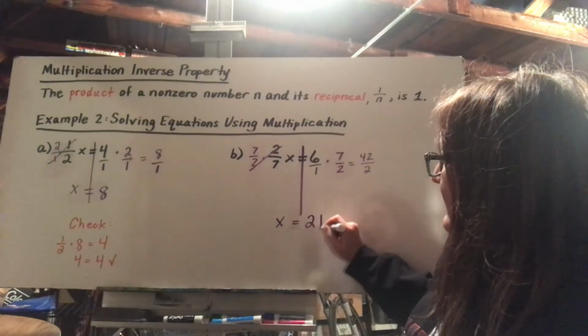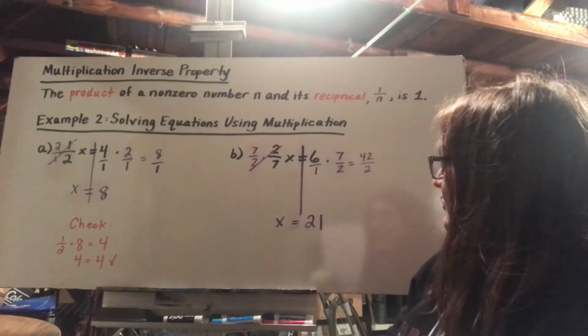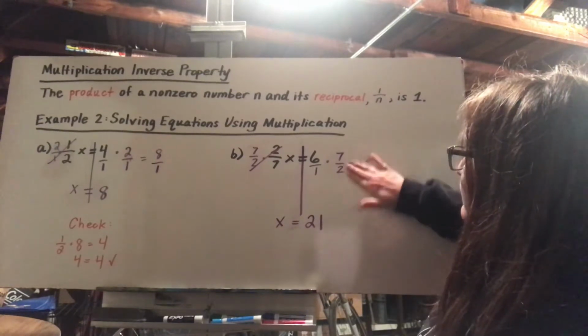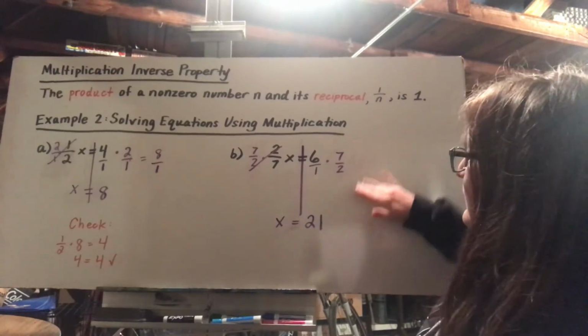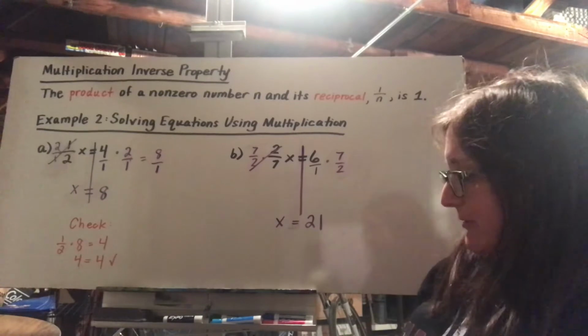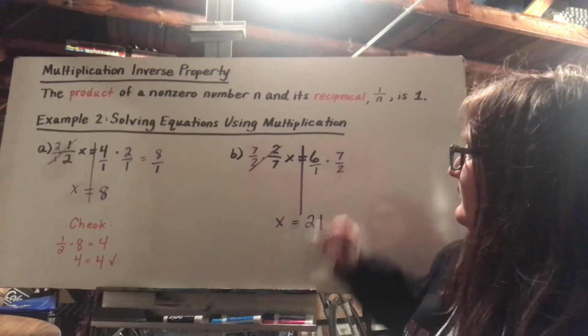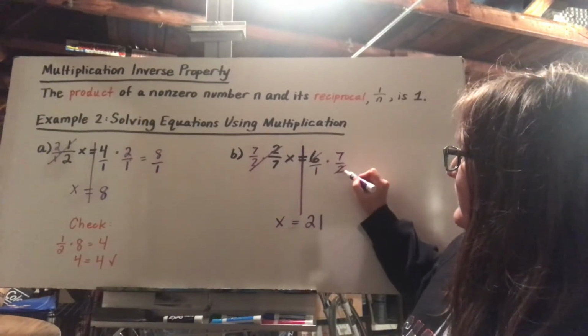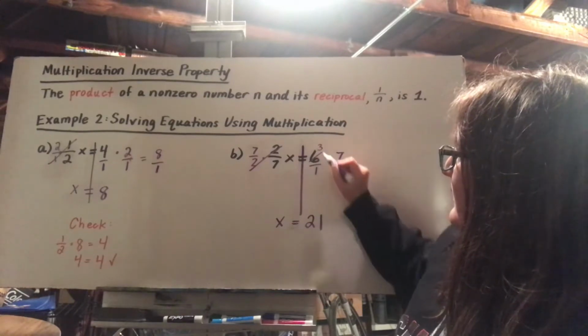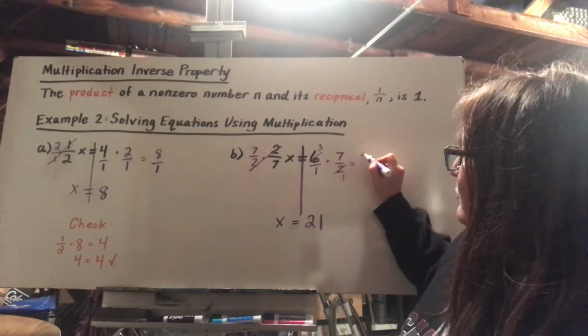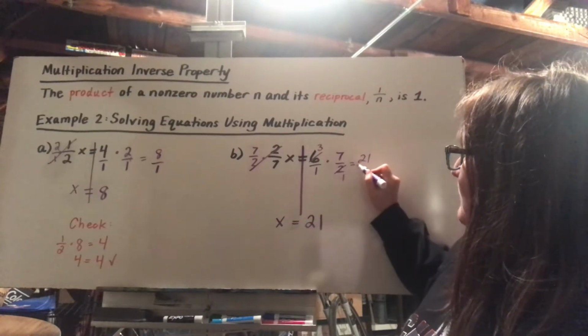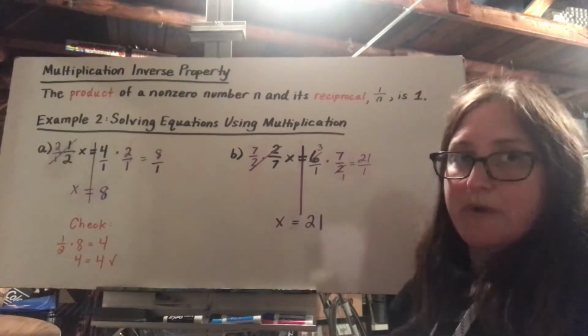21 times exactly. Another way that I could do this problem is I could do some cross reducing. So when I'm doing my problem right here, I might see, oh, 6 and 2, I can cross reduce. I can divide them both by 2. 3 times 7 is now 21. 1 times 1 is 1. And I go right to 21.